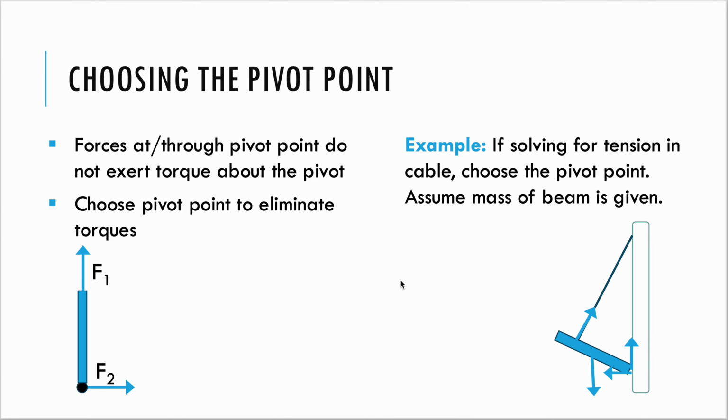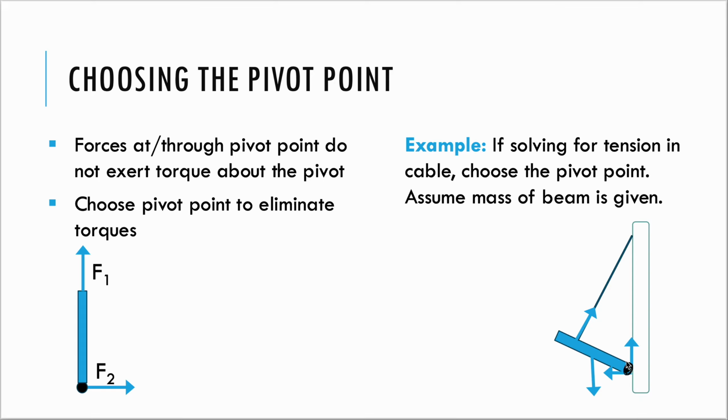For example, back to this problem, we already showed the 4 forces acting on it. Let's say we are indeed solving for the tension in the cable. Where would we choose the pivot point? We don't want to choose the pivot point where the cable is, because that would eliminate the torque due to that tension force. We want that tension force to remain in our equation so that we can solve for the unknown. We also don't want to pivot at the weight of the beam because we know the weight of the beam. So we're going to want to put the pivot point where the beam is touching the ground.